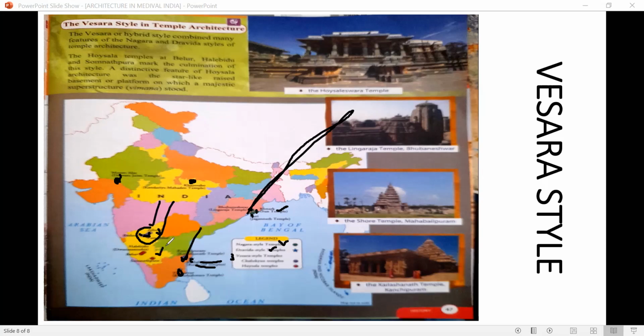It is Halebidu, and the name of the temple is Dwarasamudra. And then we have the Belur temple. Then the next temple over here is at Somnathpura. So this was the map of India where a lot of temples were there: the Vesara temples, the Dravida temples, and the Nagara temples. I hope this topic is clear to you.